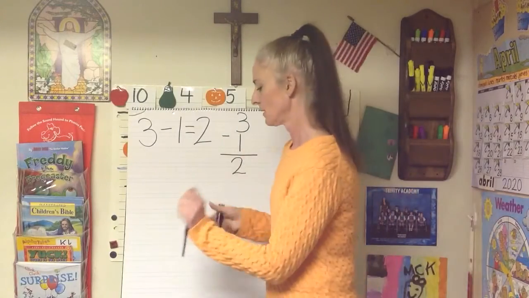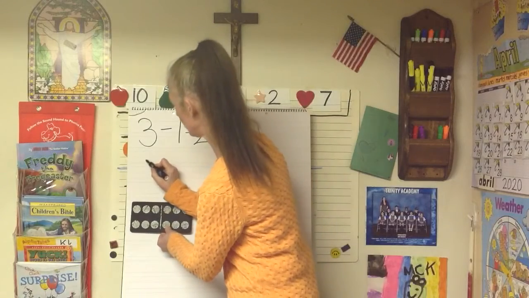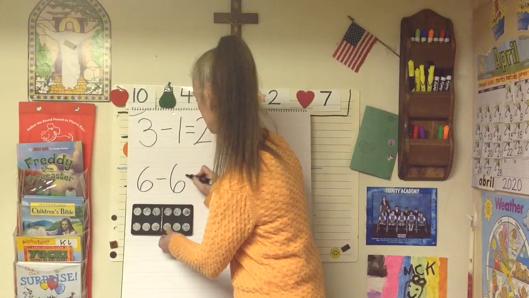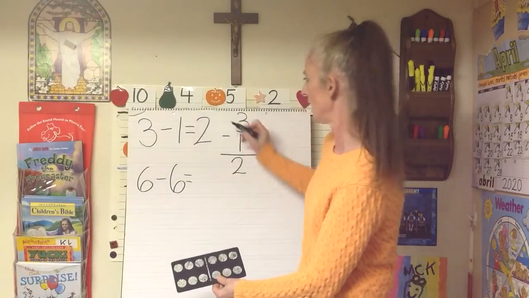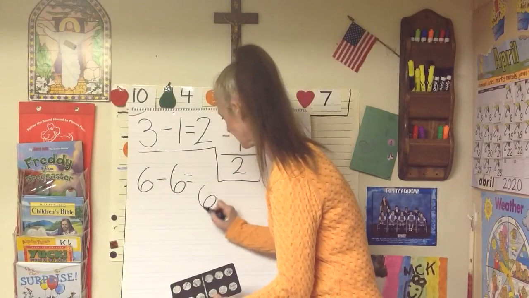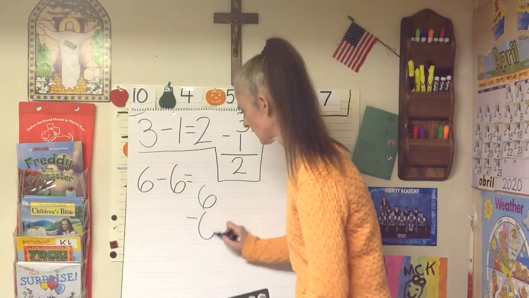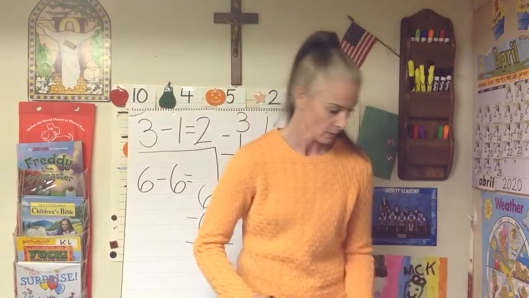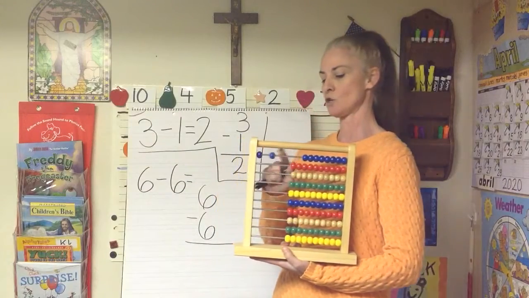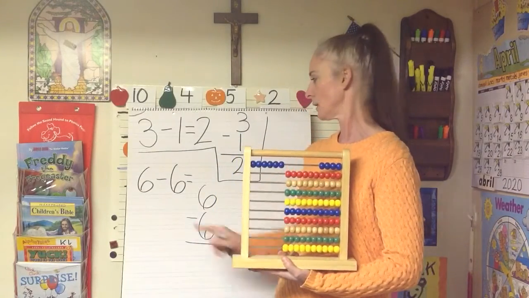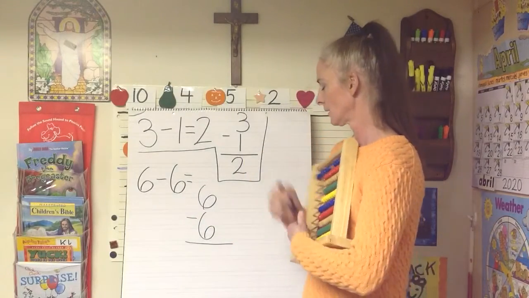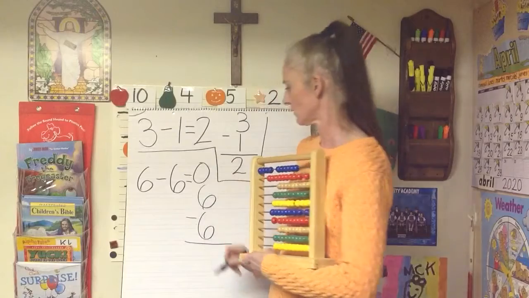Okay, let's write it. 6. Take away 6 equals. And now I'll write it in vertical form. 6 minus 6 equals. Okay, let's get our abacus in check. 1, 2, 3, 4, 5, 6. Take away 6. Send them all back. 0. Let's see if it is the same when we do it in vertical form.